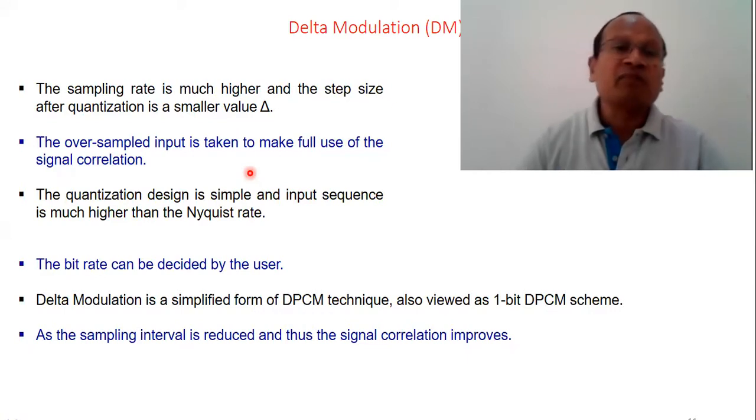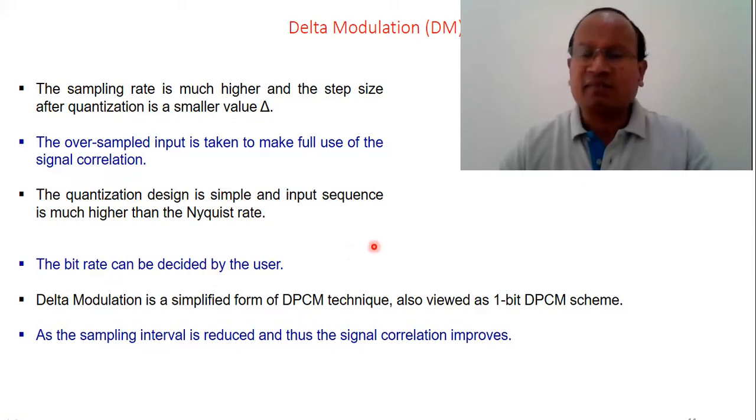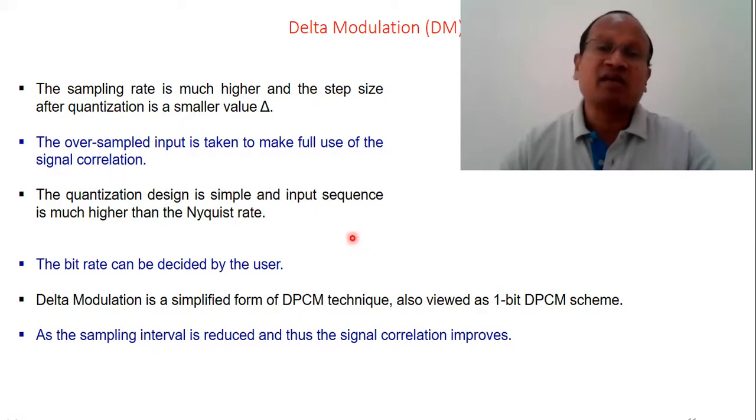And therefore the term is used here in DM as del, that is delta modulation. The bit rate can be decided by the user at any intended rate, specified by the user. The delta modulation can be accordingly designed, and we can achieve that much bit rate.